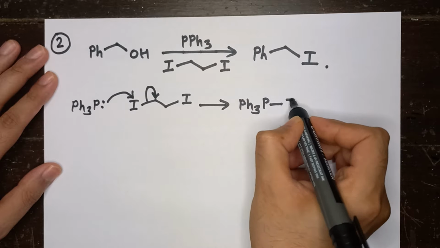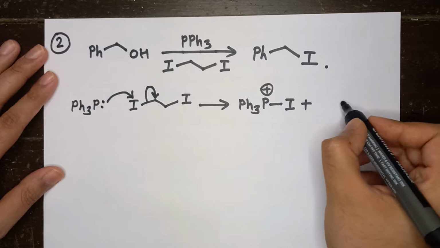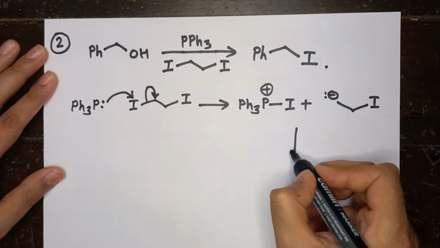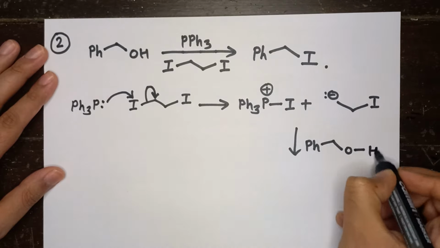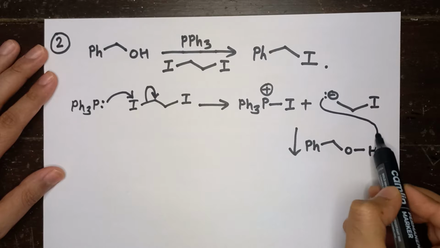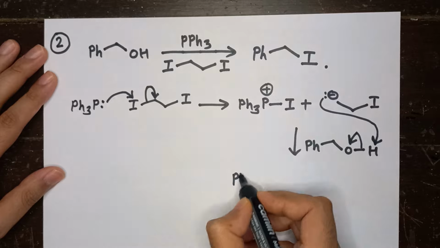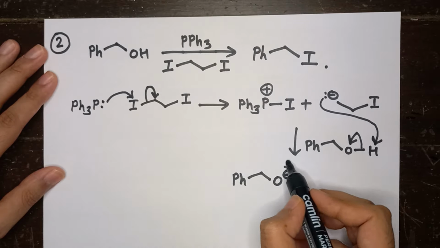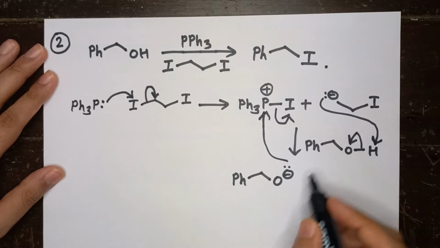Phosphorus is now bonded with iodine. Phosphorus will get a positive charge, and we have a base now, a carbanion, which will act as a base. We have an alcohol. This base will grab this proton of the alcohol and generate an alkoxy anion, O minus. Now this O minus will form a bond with phosphorus. Iodide ion is going to leave.